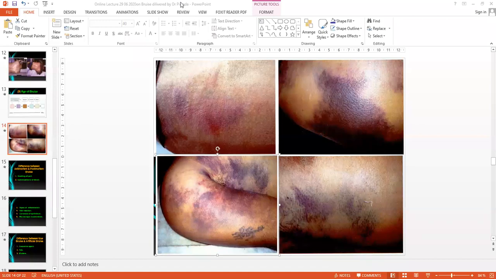especially seen on loose areolar tissue, on the face area, on the conjunctiva, in case of death due to asphyxia, asphyxial death.